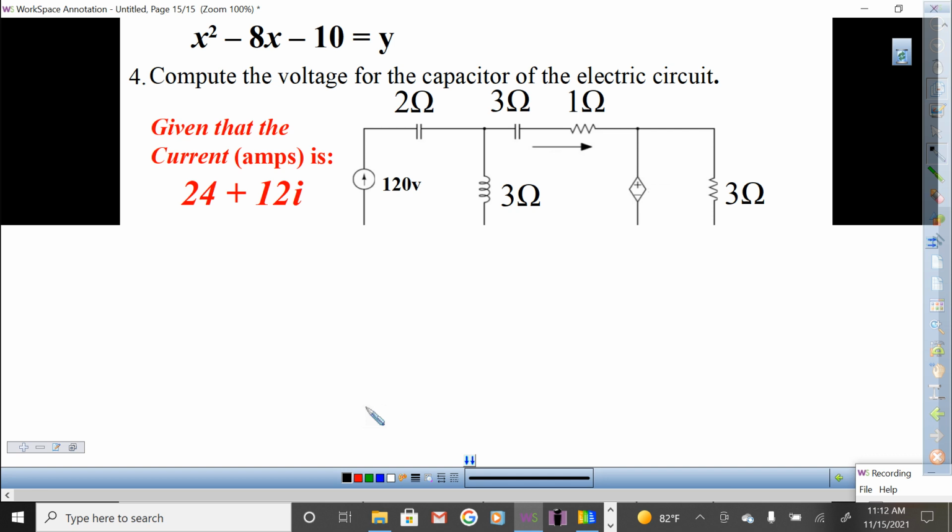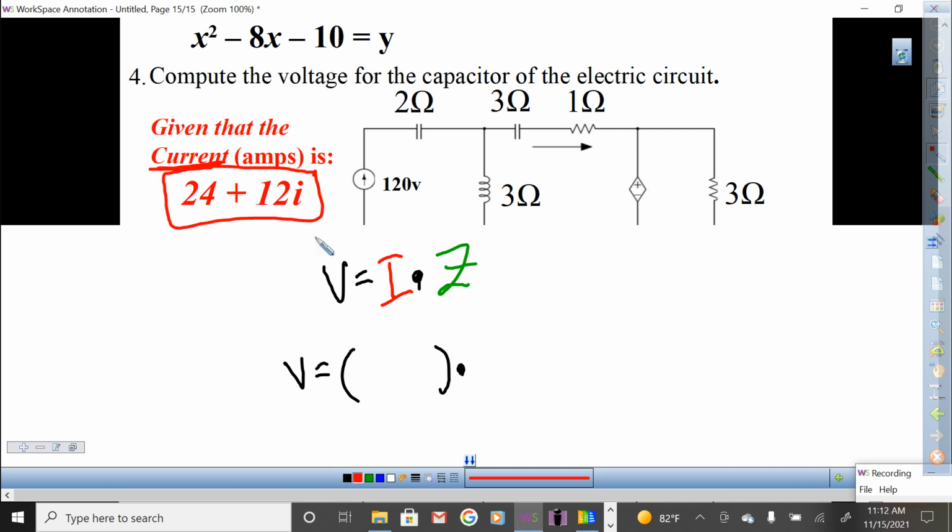Good job, everyone. I heard V equals I for current times Z for impedance. Yes? You're like, oh, I remember now. Okay, so the voltage is the current times the impedance. So what is the current? The current is 24 plus 12i times the impedance. Let's see, what are they talking about? The capacitor. So what is our capacitor according to that circuit?